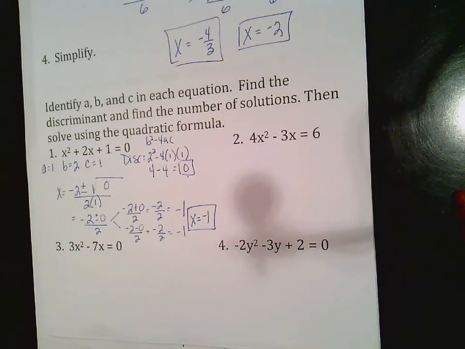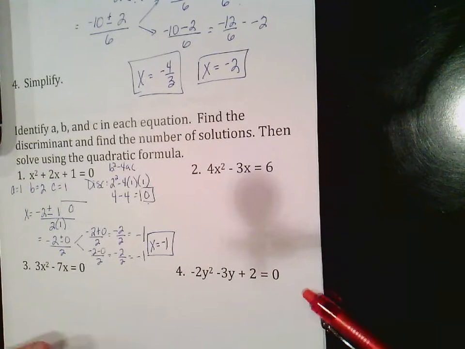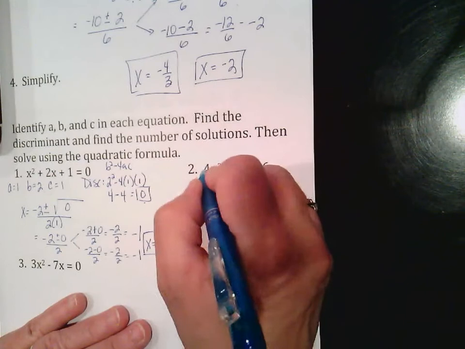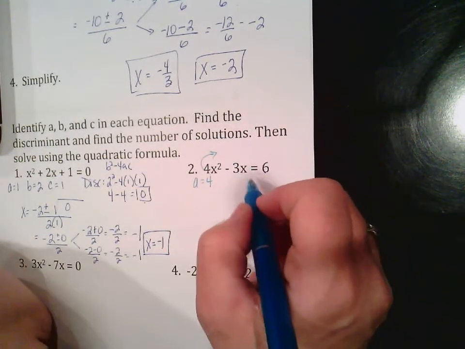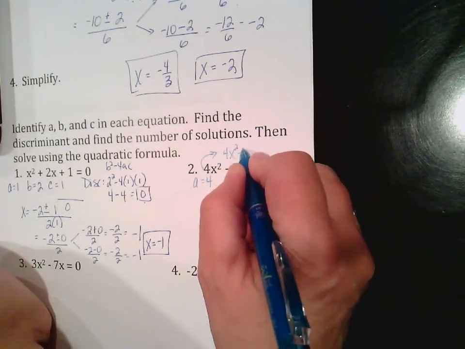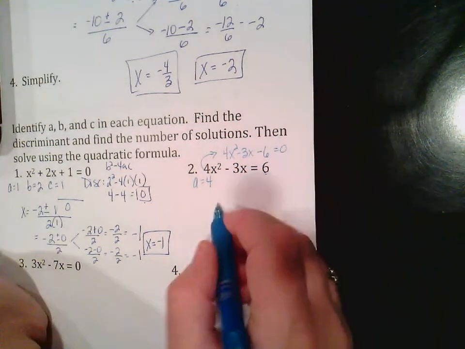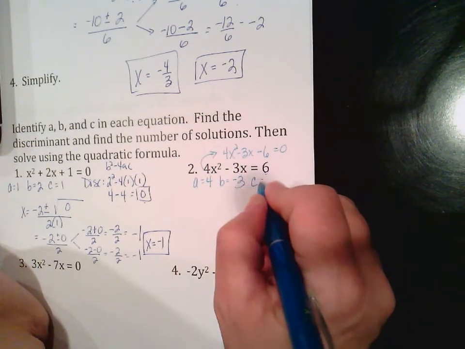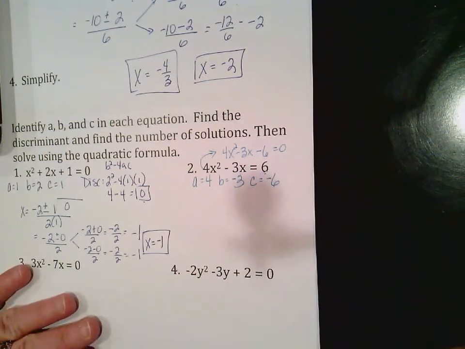So that's the answer. Okay, on the next one, I'm going to take a equals 4. Oops, I got a problem here because I have a constant over here. In order for it to be in standard form, it has to be set equal to 0. So I'm going to subtract 6 from both sides. This is really 4x squared minus 3x minus 6 equals 0. All I did is subtract 6 from both sides. Now my a is 4, my b is -3, and my c is -6. That changes the value of my c.